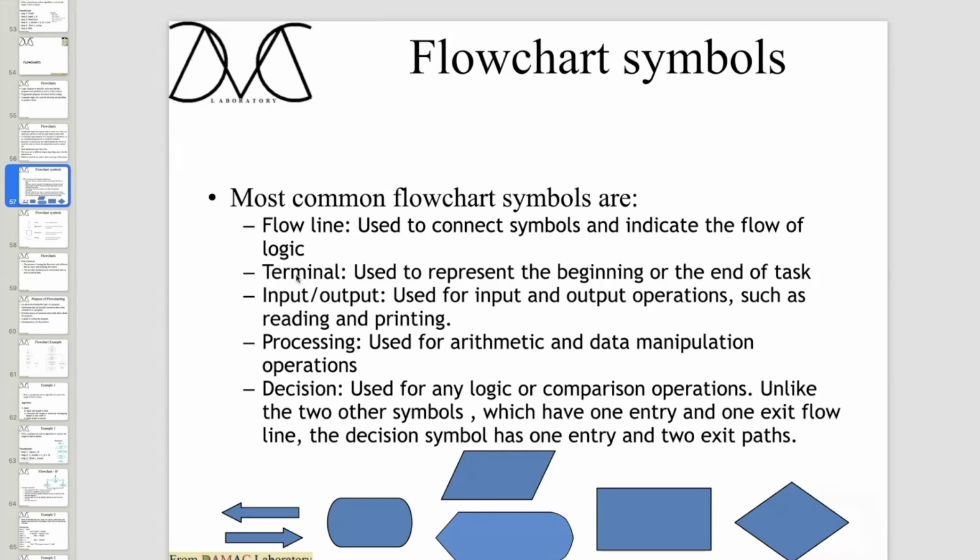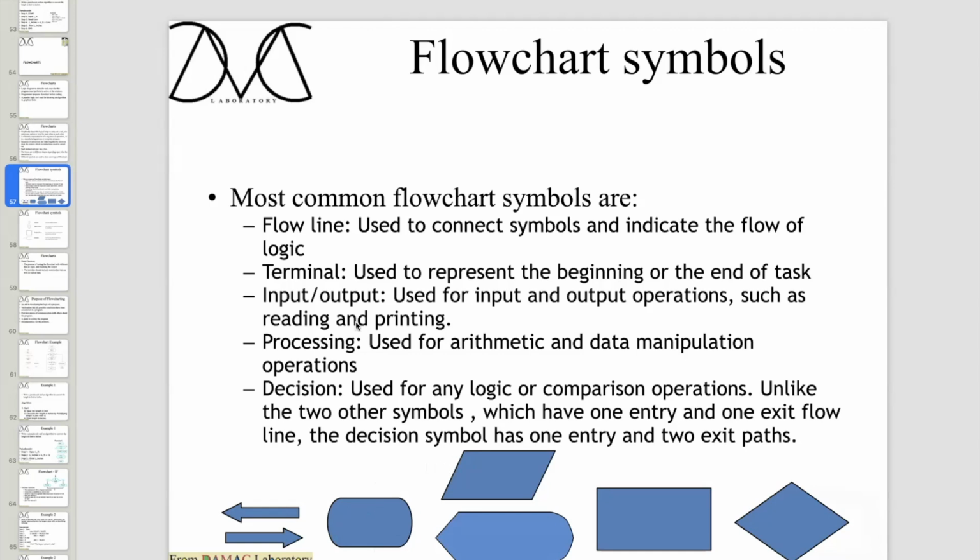Then it comes to the terminal, or the start and end symbol. Here this oval-like symbol is used for the terminal, or start and end of the flowchart. In different tools these symbols look different. Here you can see it looks like an oval. In most flowchart drawing tools, you can use a proper oval symbol to draw the start and end symbol, or the terminal symbol.